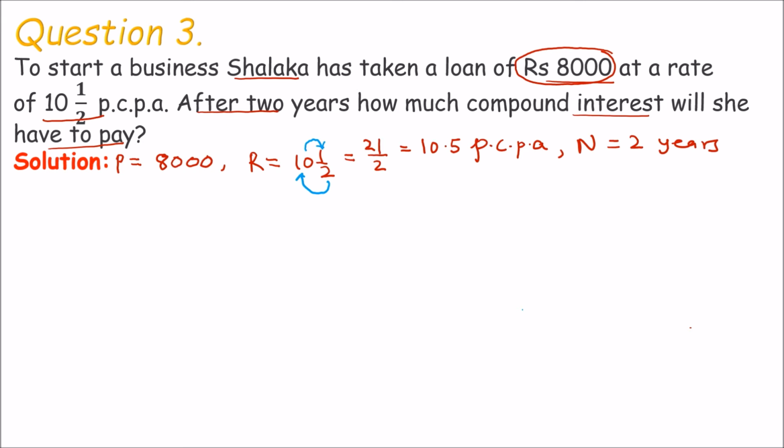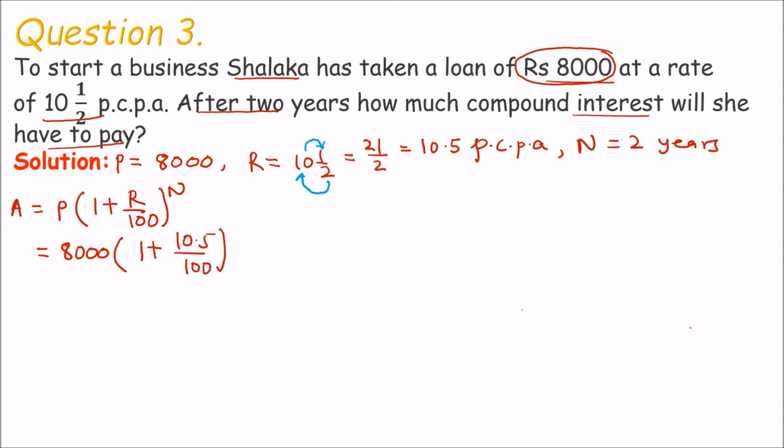Amount minus principal. So first we will find the amount. So the formula for amount is A equals P (1 + R/100) whole raised to N. Now at the place of P we will write 8,000. 1 plus R, which is 10.5, upon 100, raised to 2.